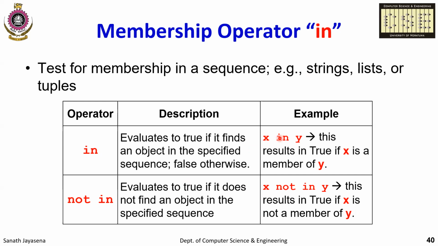So, for example, if you say x in y, that means the result will be true if x appears as one element in y, as a member of y, and it's a membership operator. Not in means the opposite of that. So if you say x not in y, it means you will get true if x is not a member of y, right?